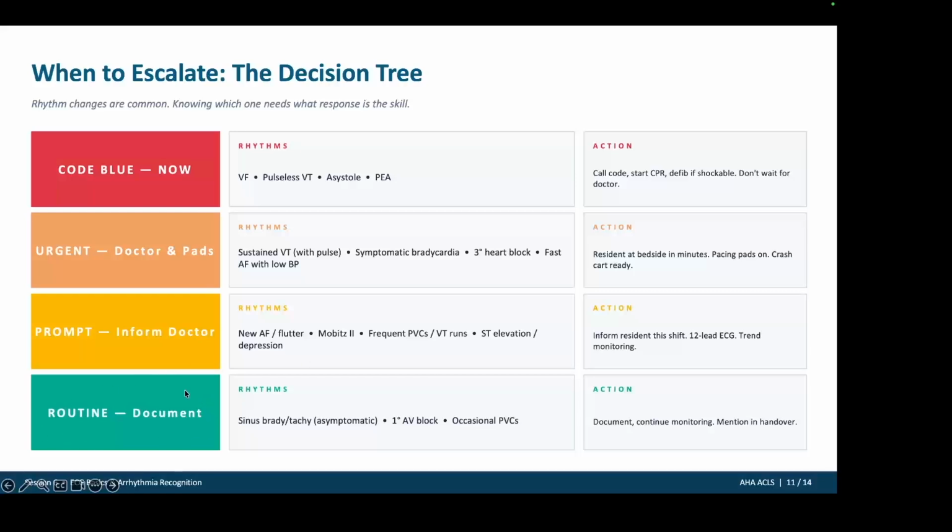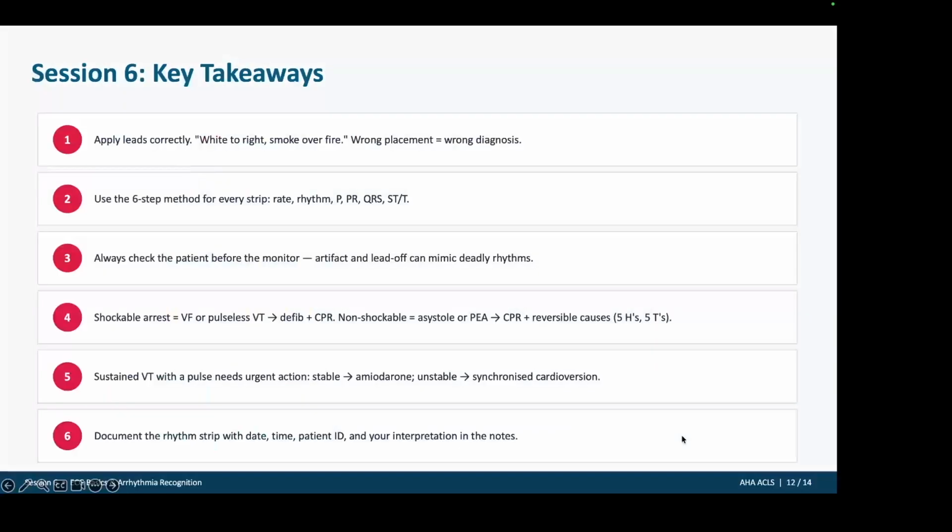The routine documentation rhythms include sinus bradycardia or tachycardia, which may or may not be symptomatic, primary AV block or first degree AV block, and occasional VPCs as well. The action includes documentation, continued monitoring, and mention in handover.